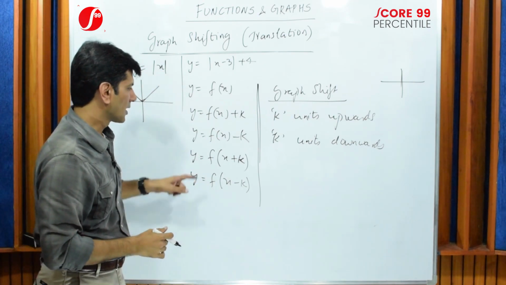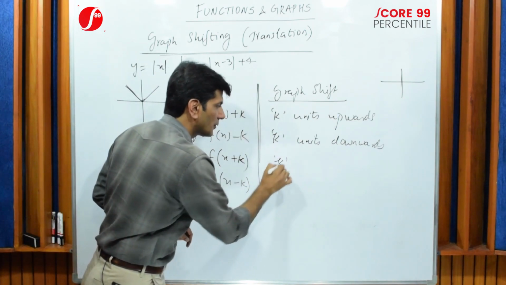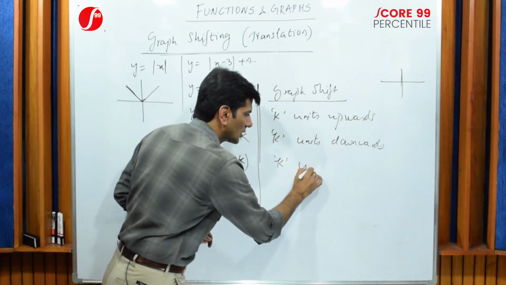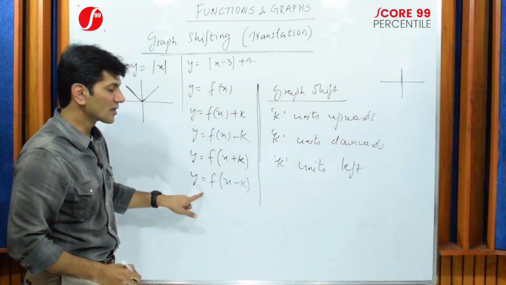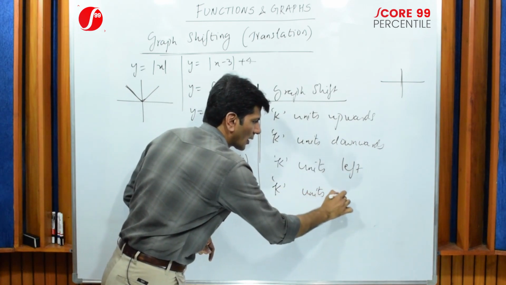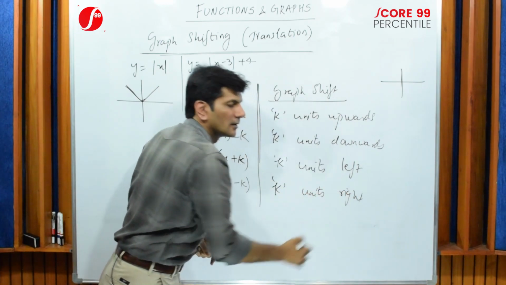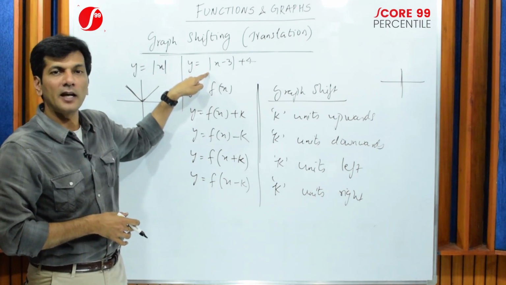That's how it happens. So now when you add a constant, you will have to shift this k units to the left. When you subtract a constant, you will shift k units to the right. With this information, plotting this graph should now be a cakewalk.